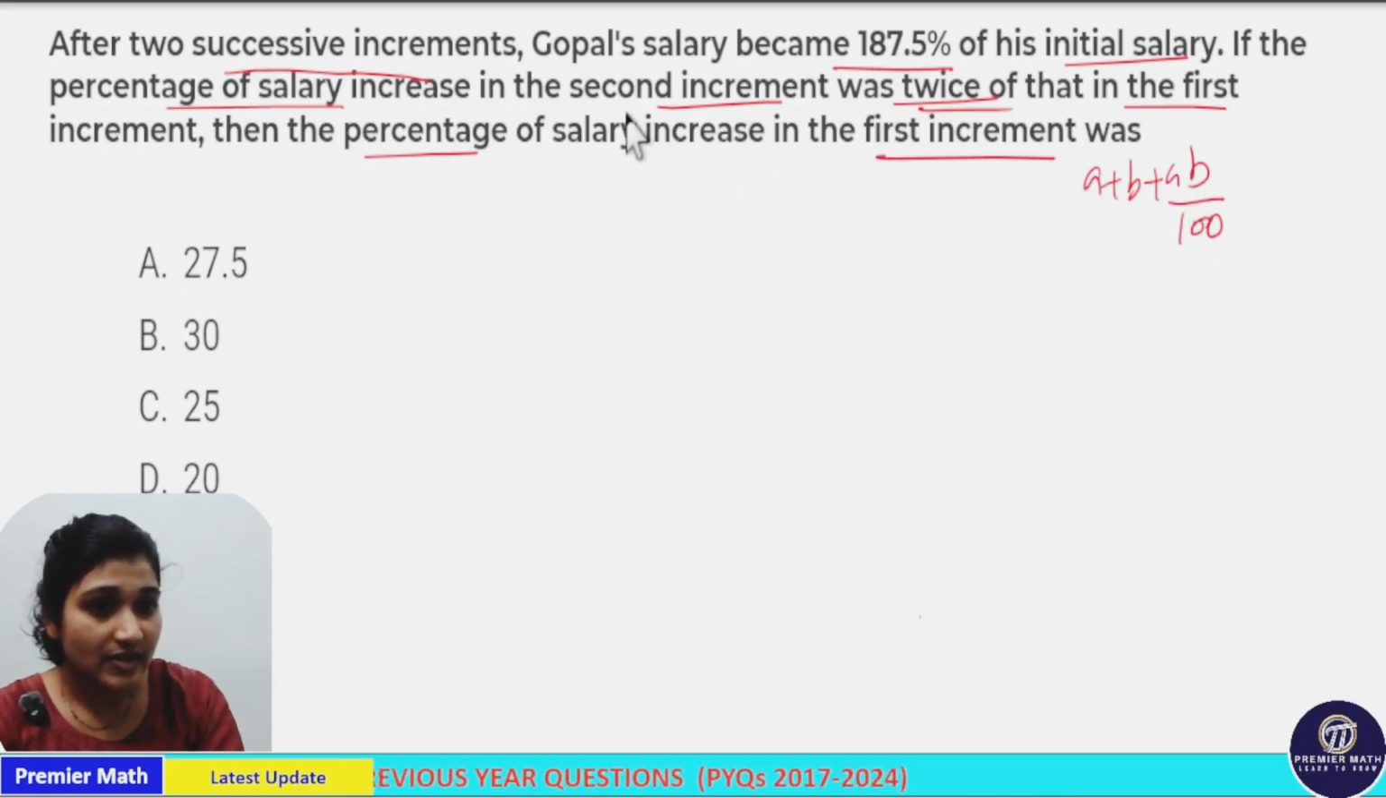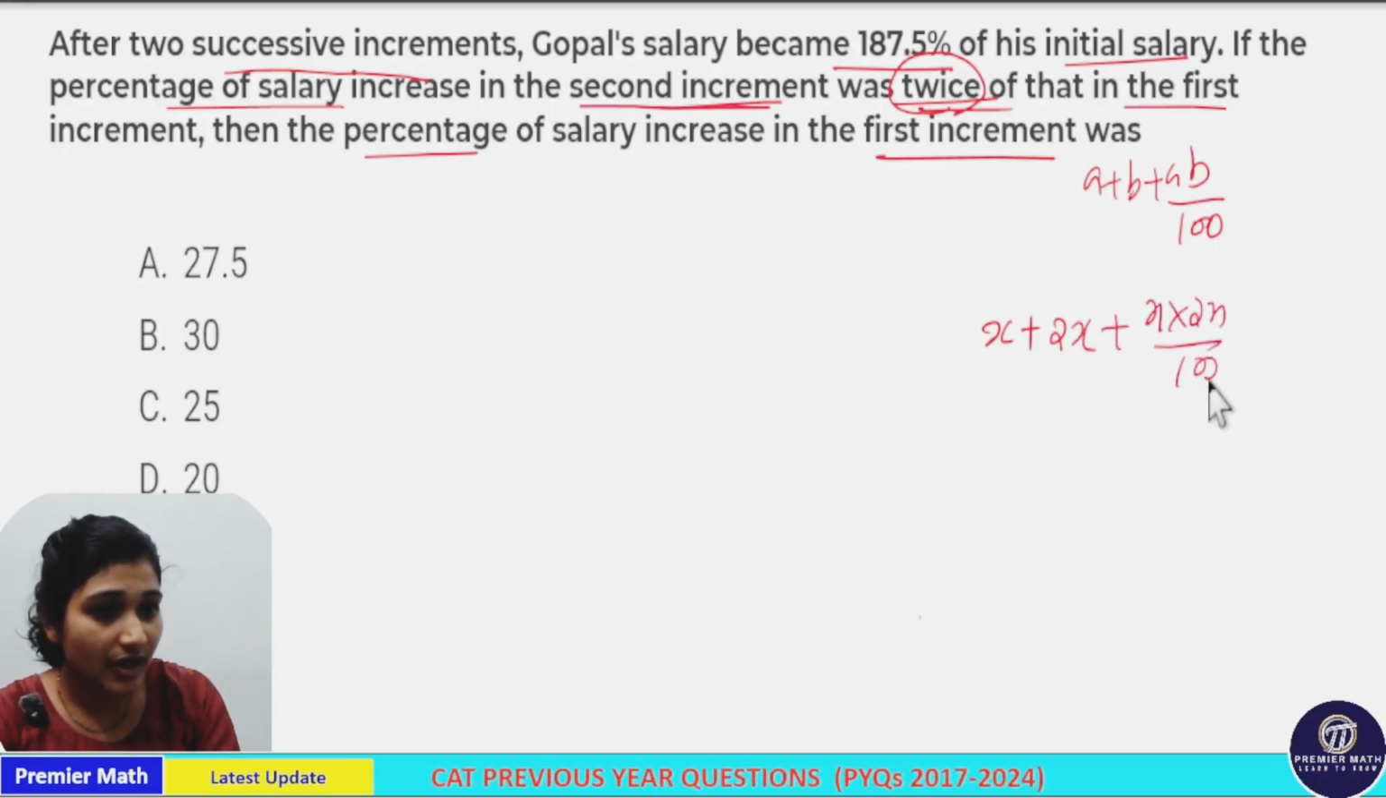Here, the percentage increment in the second increment is twice that in the first increment. So if I take X percentage as the first increment, then the second increment is twice X, twice that of the first increment. So 2X. So X plus 2X plus X into 2X divided by 100 should be equal to 87.5%. This is the increment here.